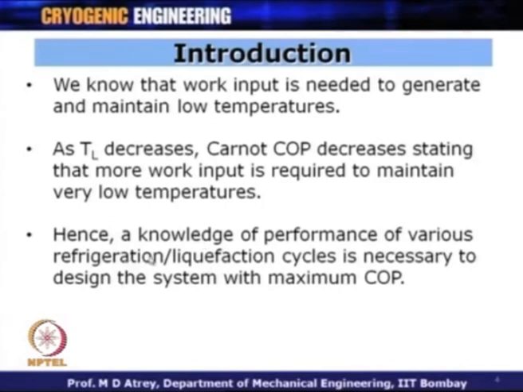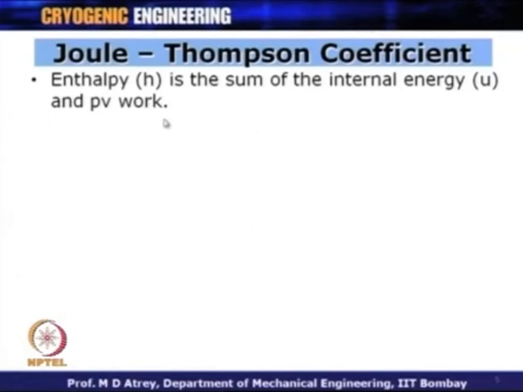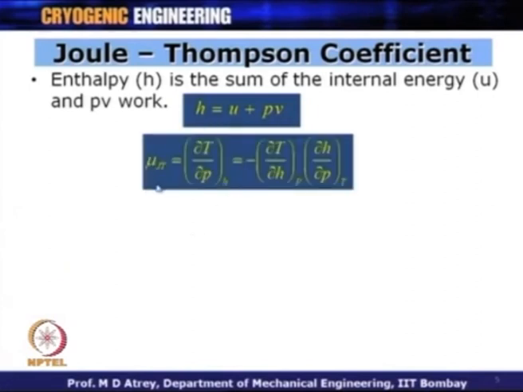Now, let us understand what the Joule-Thomson coefficient is for the real gas. Let us start with the definition of enthalpy, which is nothing but the sum of internal energy U plus PV work, and mathematically I can write H is equal to U plus PV. By definition, mu JT, or the JT expansion coefficient, is nothing but del T by del P at constant enthalpy, and if I split that, it becomes minus del T by del H into del H by del P, with a negative sign over here. This is what we have seen earlier, and therefore I will not go into the details of all these things.